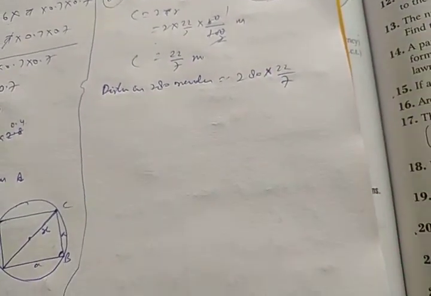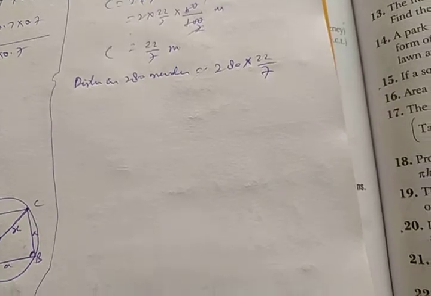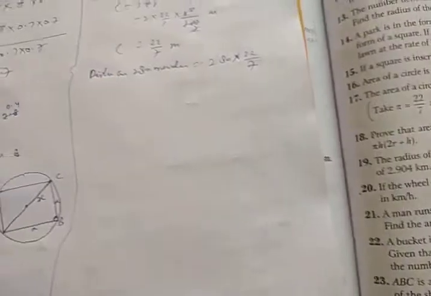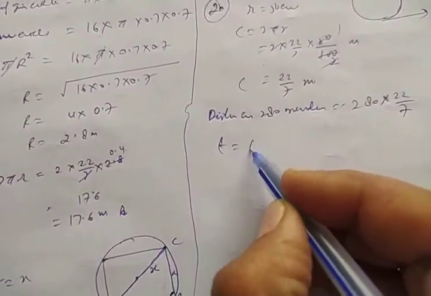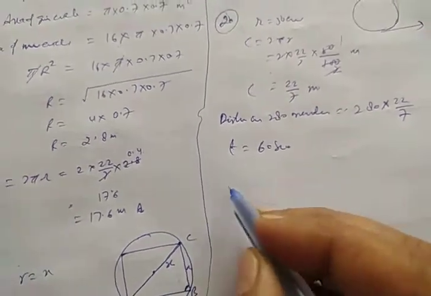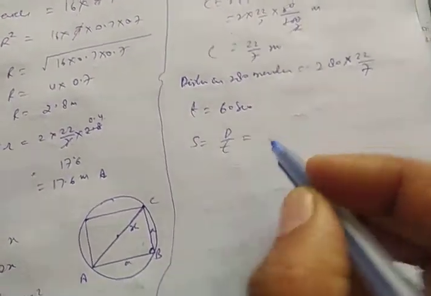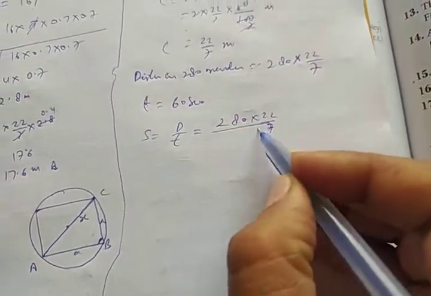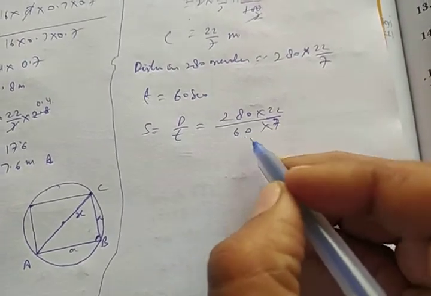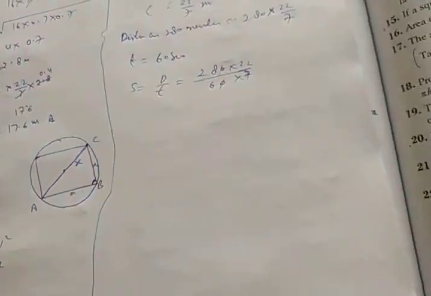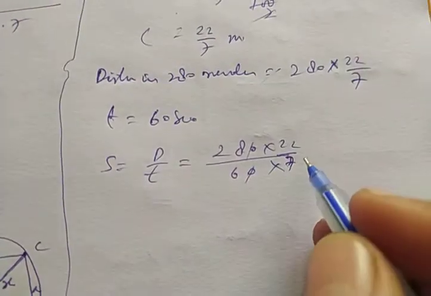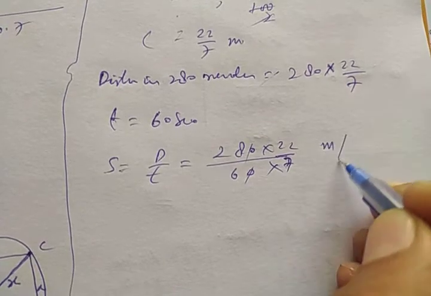This much distance it is covering in how much time? It is saying per minute. The question says here it is written per minute, so the time is 60 seconds you can say. Now the speed is equal to distance upon time. Distance is equal to 280 into 22 upon 7, and in the division this will be 60. The zeros are cancelled. Let it be as it is. It is meter per second.